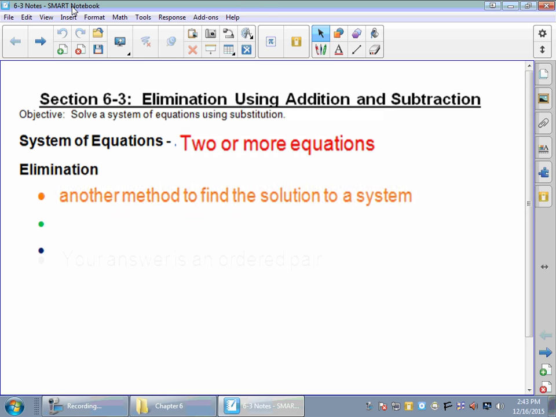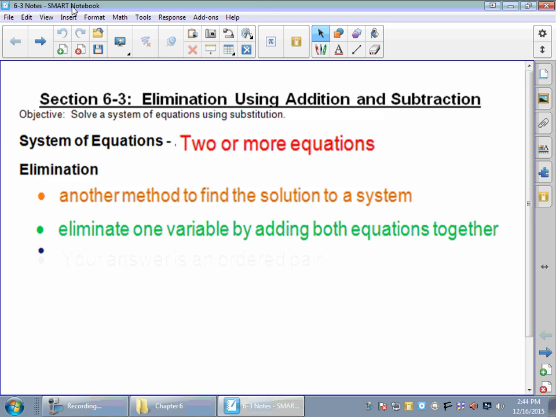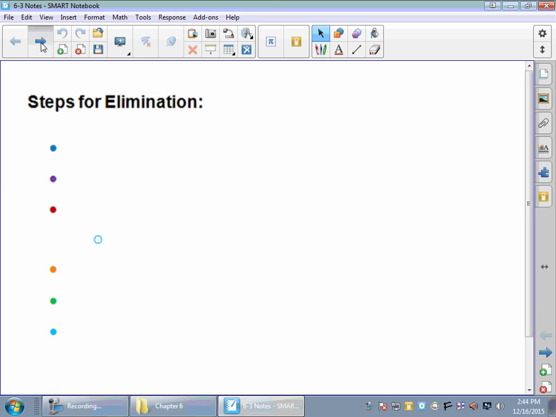Elimination is simply just another method, and you're going to eliminate one of the variables by adding both equations together. So the whole idea is to make one of the variables disappear. You can make the x disappear, or you can make the y disappear. Just like in substitution, you have choices. Your answer, again, is an ordered pair, or no solution, or infinitely many. So it just depends on what you get.